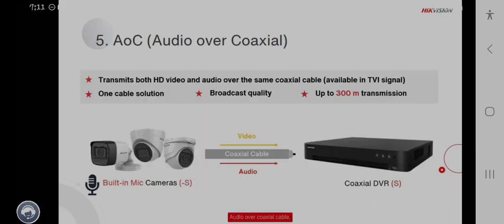Audio over coaxial cable transmits both HD video and audio over the same coaxial cable. All Hikvision camera models with letter S support the function with a built-in mic, and the DVR models with letter S support audio over coaxial cable. AOC technology provides a one cable solution which saves wiring cost and maintenance cost. Besides, with AOC technology, Turbo HD video and audio signals can be transmitted up to 300 meters with good quality.